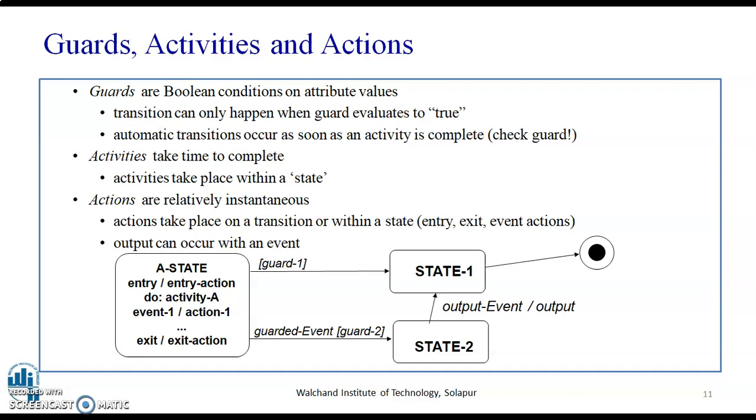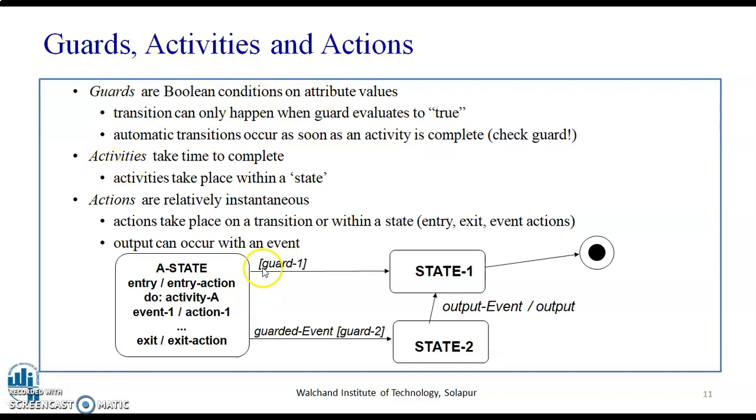So now moving ahead to the next concept, that is guards, activities and actions. First, what are guards? Guards are Boolean conditions on attribute values. A transition can only happen when the guard evaluates to true. An atomic transition occurs as soon as an activity is complete. Whenever you have true and false, when it turns true, this action is to be taken. When it is false, this action is not to be taken.